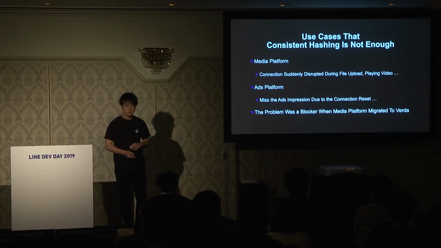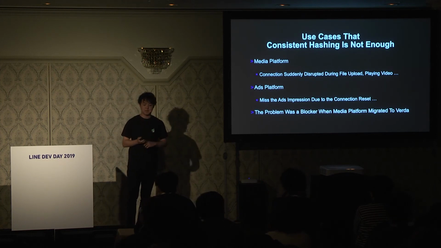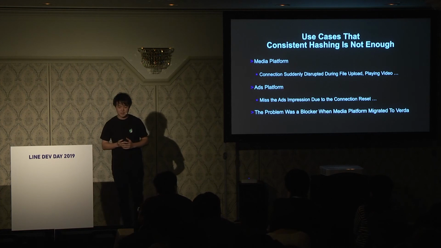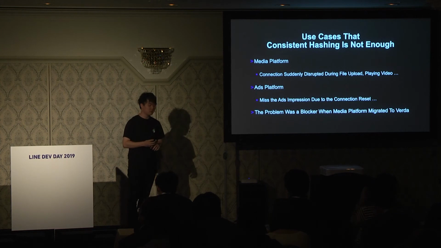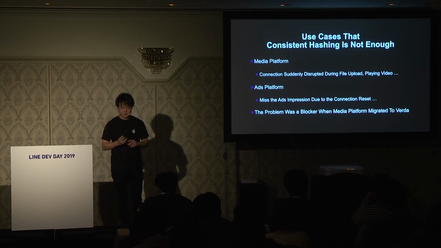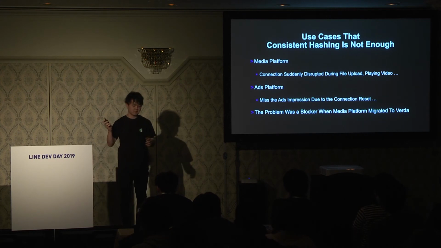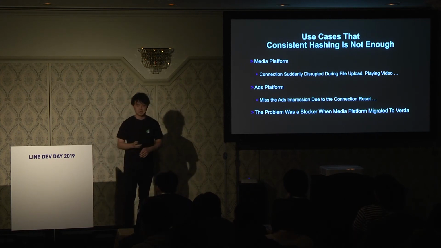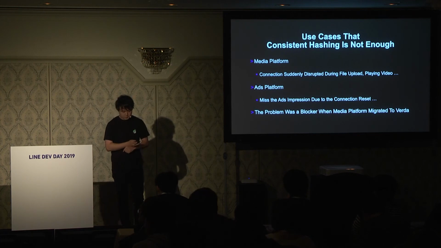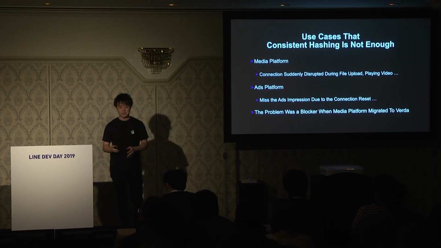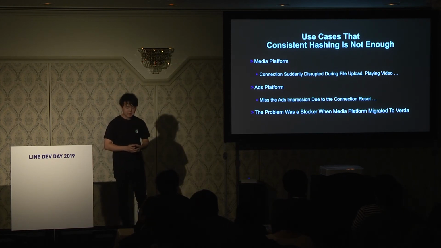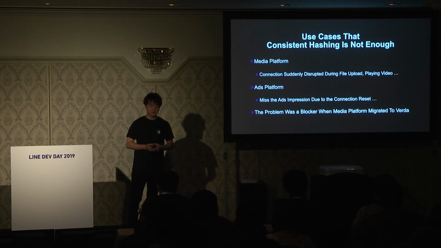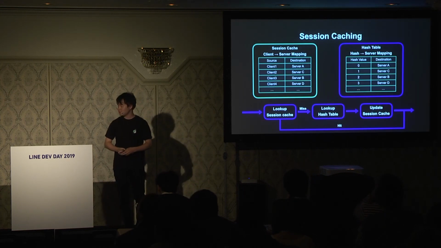Reliability is not enough. The other use case is the ads platform, which is used for LINE ad display. Advertisement display is very important because it leads to profitability. If the connection is interrupted, you may lose the advertisement impression. This is our concern. This problem was an obstacle when we migrated from the traditional infrastructure to Builder in the media platform. So we decided to improve the load balancer to solve this problem.